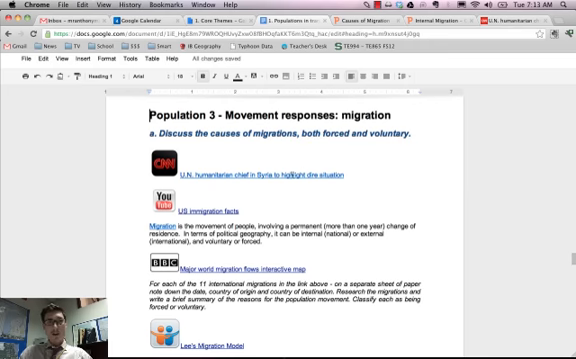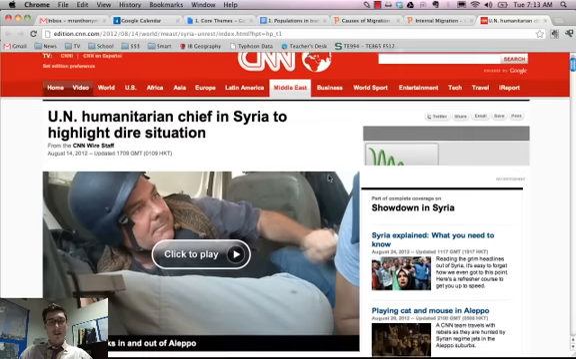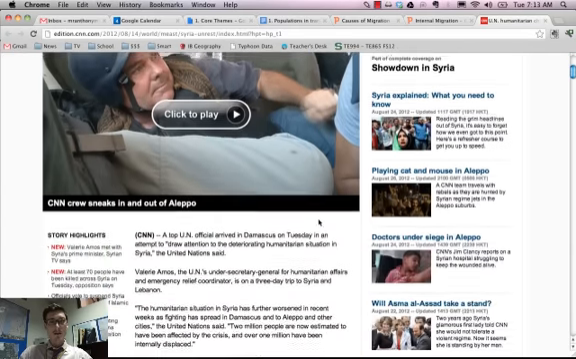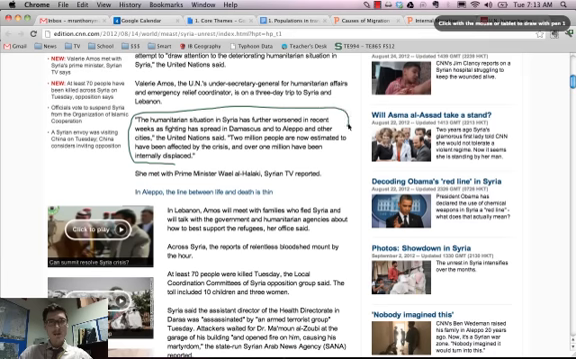This is a pretty neat article. If you want to read this one, I've got it open here. It talks about how the Syrian war is causing people to be internally displaced, and if you read this paragraph right here, it says that the humanitarian situation in Syria has further worsened in recent weeks as fighting has spread to Damascus and to Aleppo and to other cities.